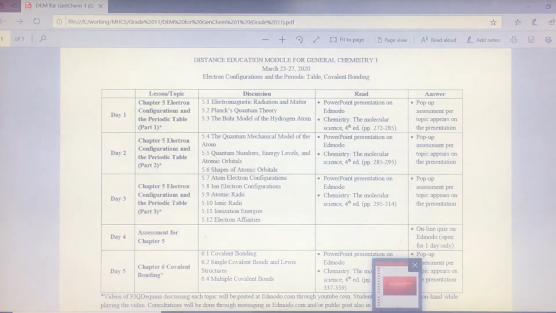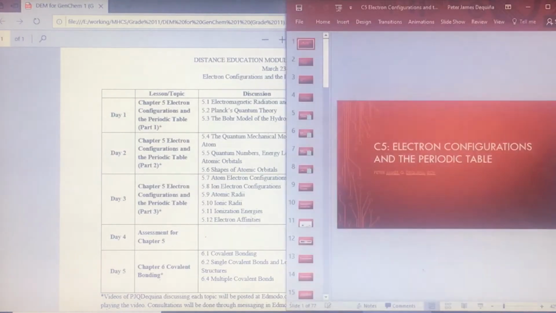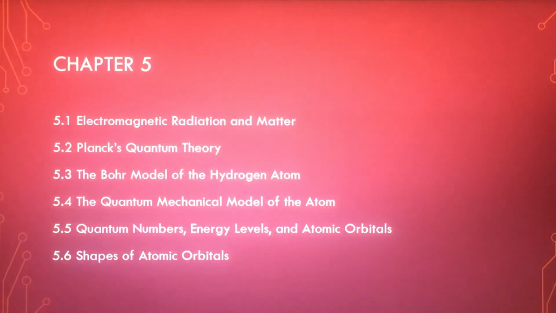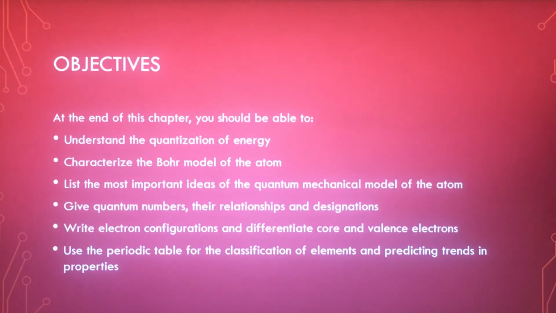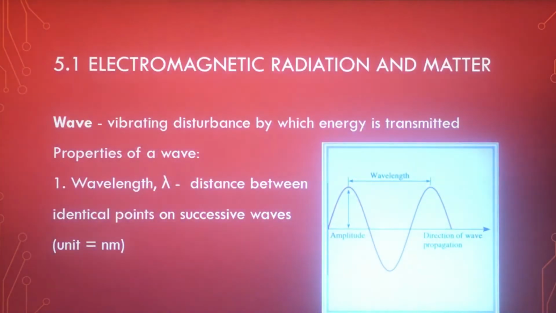Okay, so let's start this discussion. Again, we'll try to focus first on 5.1. This chapter 5 has so many topics, and these are the objectives. I already told you this one. Again, 5.1, electromagnetic radiation and matter.